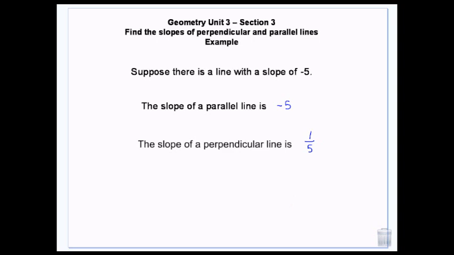If I have a slope that's a fraction, let's say 2/3, my parallel slope will also be 2/3, and my perpendicular slope will be negative 3/2. So if you start positive, your perpendicular is negative. If you start negative, your perpendicular is positive, and you flip.